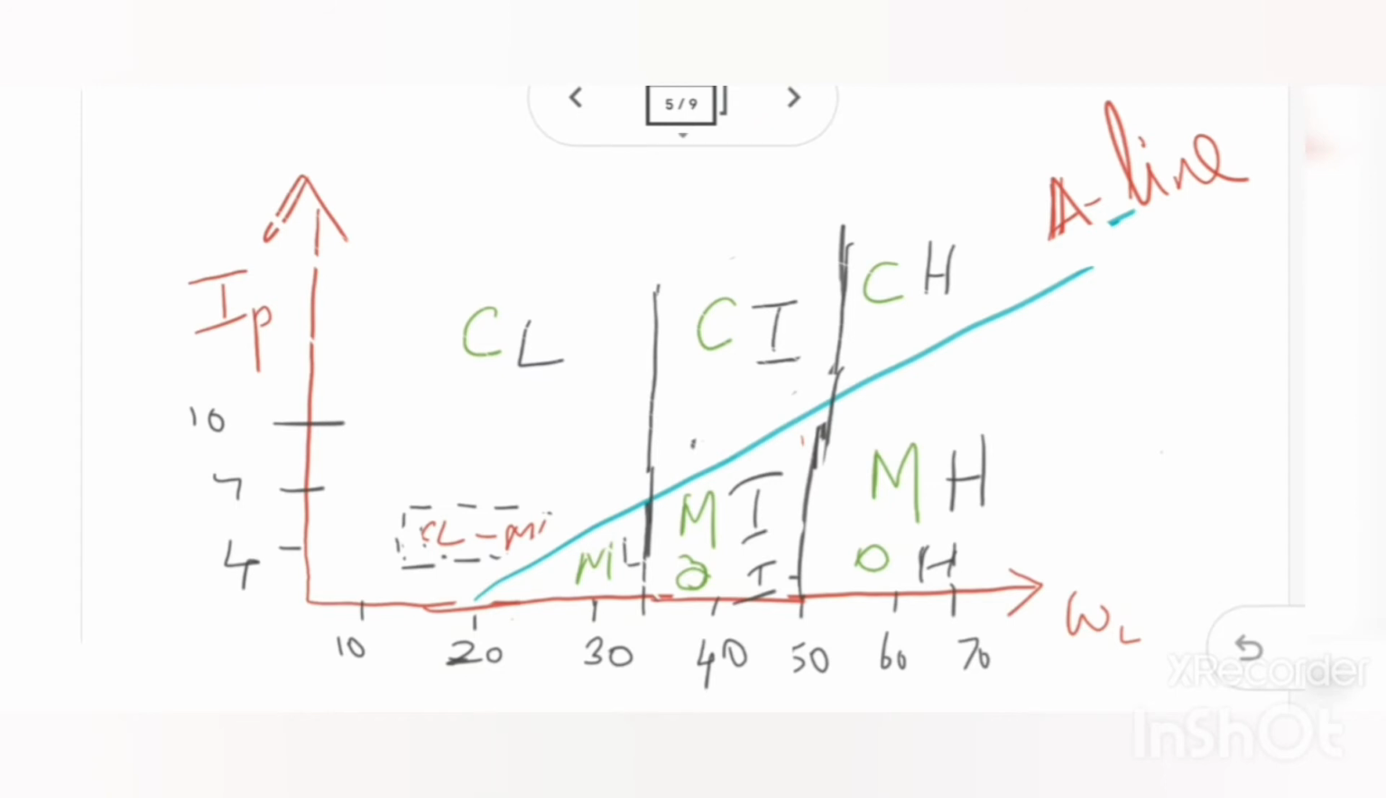Let's check the soil. Liquid limit is 40%, so it is here. So coming to the classification, if it is located above A line or below A line, let's check. So A line is 14.6, but our IP value for soil is 28, which is obviously above the A line. So our soil is once again CI, that is clay intermediate.